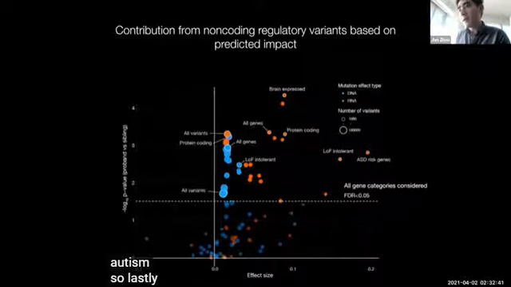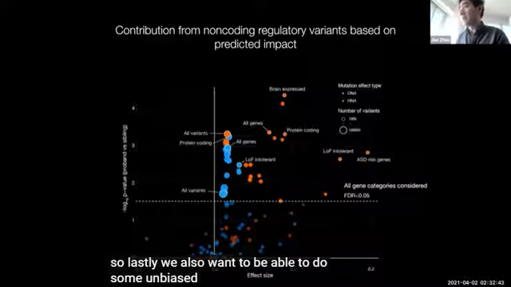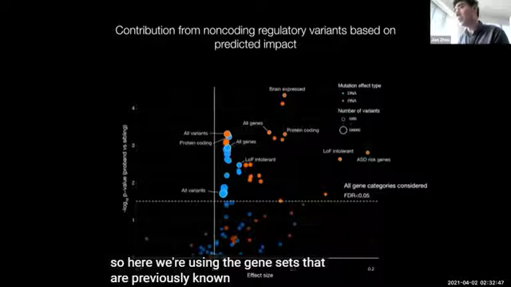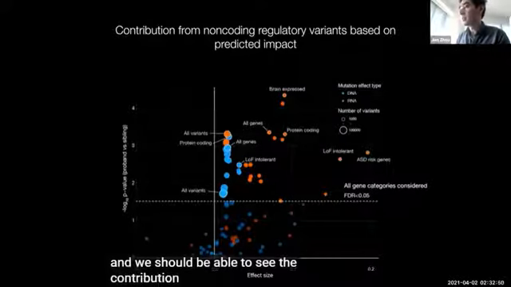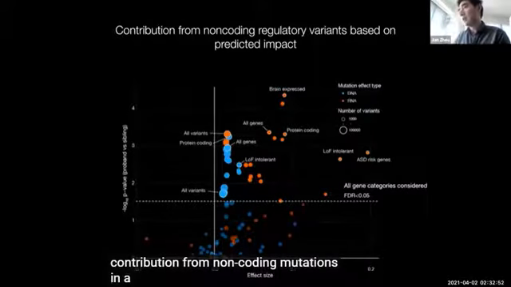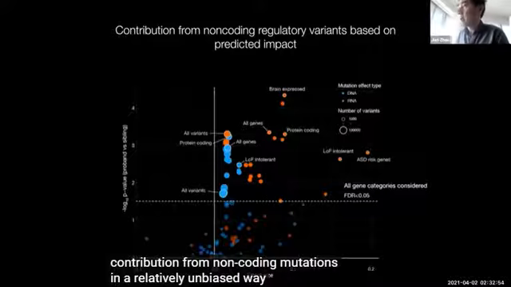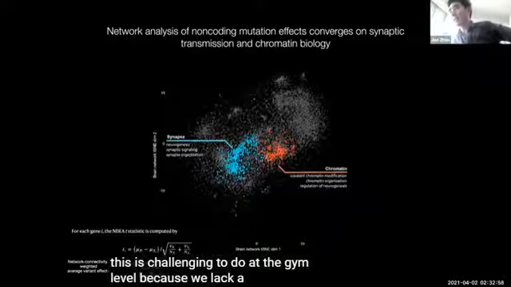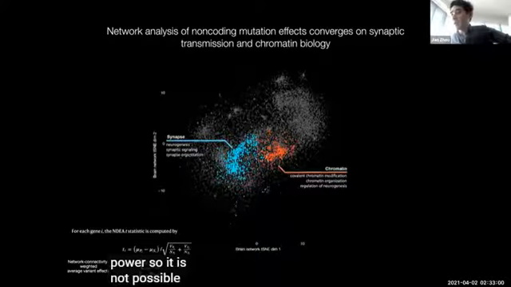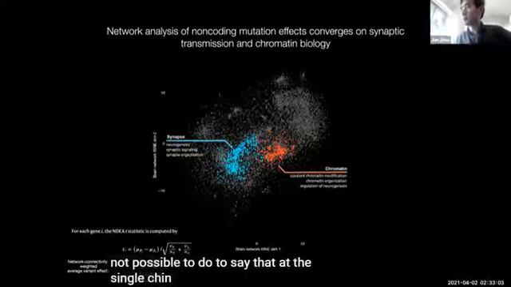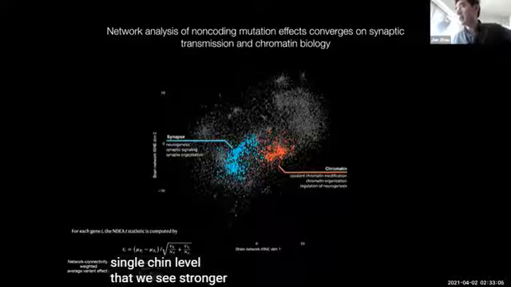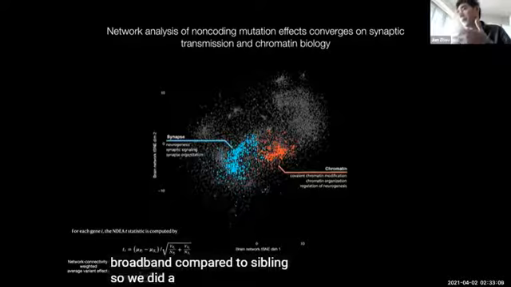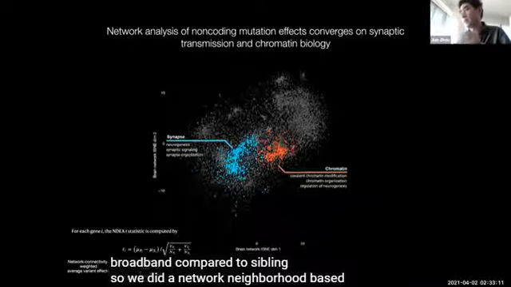So lastly, we also want to be able to do some unbiased analysis. Here we're using the gene sets that are previously known, and we wish to be able to see the contribution from non-coding mutations in a relatively unbiased way. And this is challenging to do at the gene level because we lack statistical power. So it is not possible to say that at a single gene level we see stronger effects in proband compared to sibling. So we did a network neighborhood based analysis.